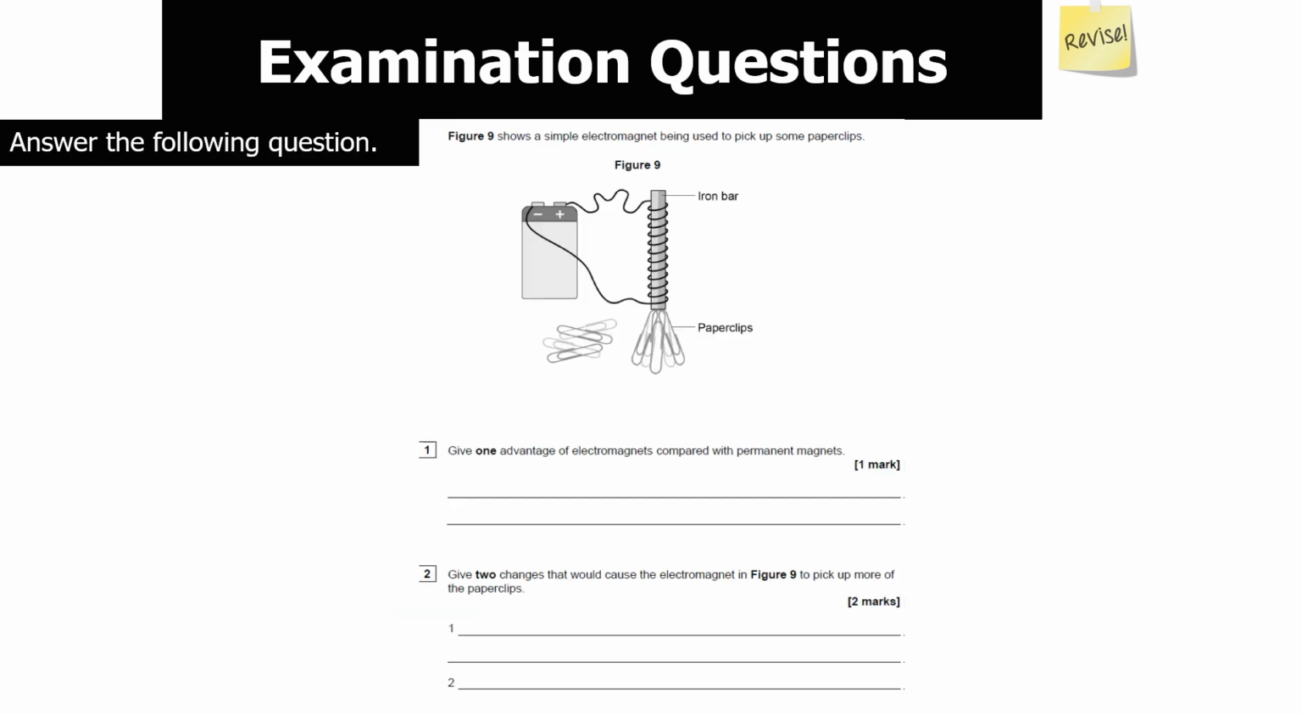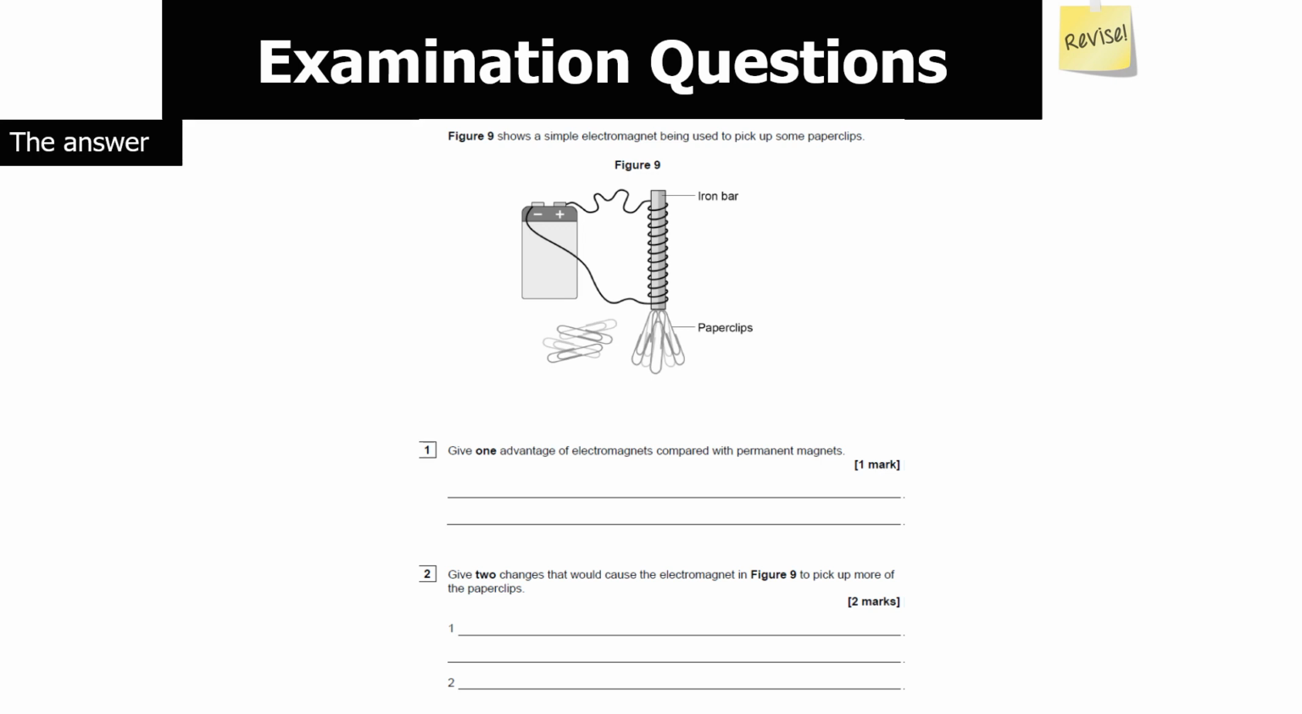The next question says figure 9 shows a simple electromagnet being used to pick up some paper clips. Give one advantage of electromagnets compared to permanent magnets, and then give two changes that will cause the electromagnet in figure 9 to pick up more paper clips. So pause the video now, then unpause the video when you want to go through your answer.